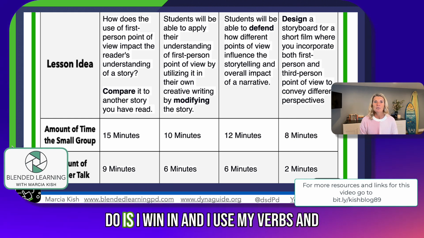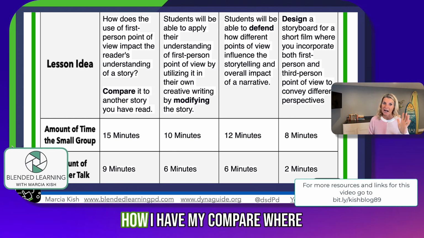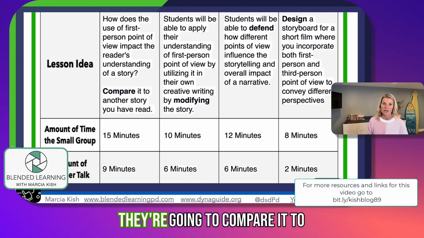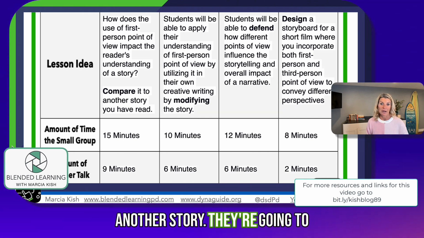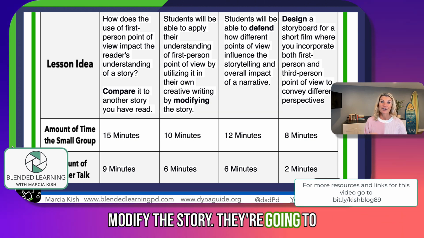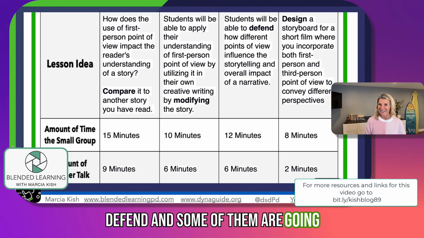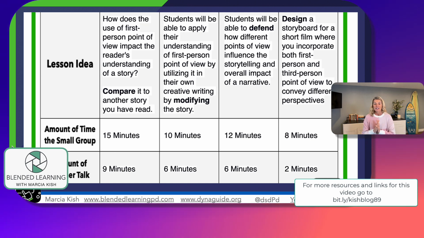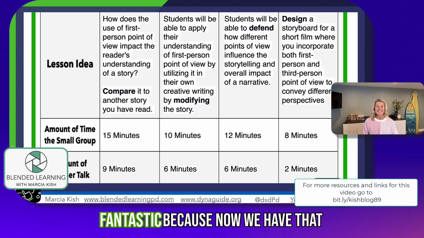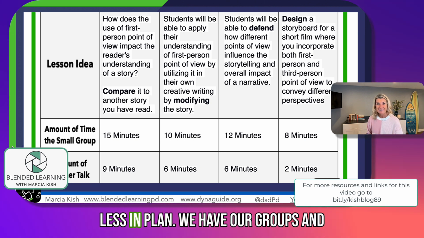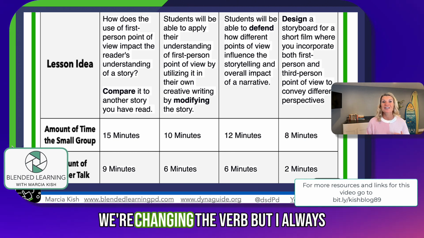So what I did was I went in and I used my verbs, and now I have my compare, where they're going to compare it to another story. They're going to modify the story. They're going to defend, and some of them are going to design. You could stop right there, and that is fantastic because now we have that lesson plan. We have our groups and we're changing the verb.